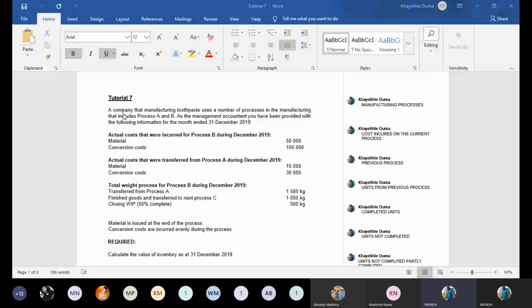In this tutorial 7, it's appearing on the screen there. The information says that a company that manufactures toothpaste uses a number of processes in the manufacturing process. Before we even get to the tutorial, when you focus on sewing t-shirts, you're going to have process A, whereby you cut and measure. Then there will be process B where you are sewing. Because we have two processes, the output of process A where you were cutting is going to be the input of process B.